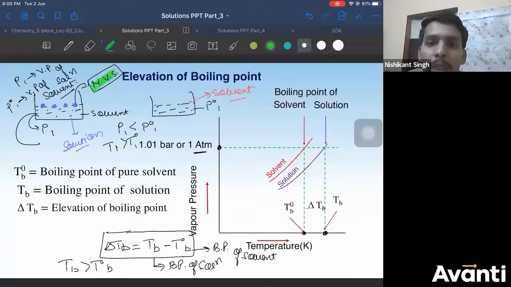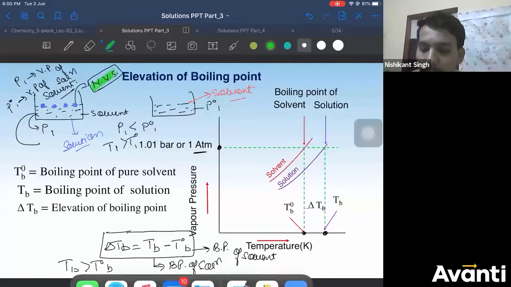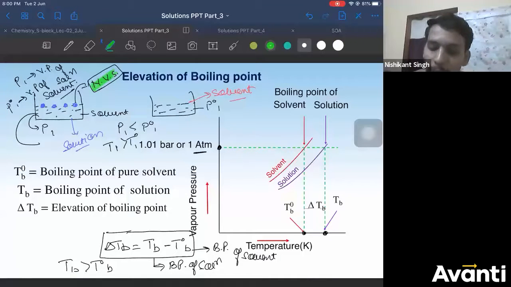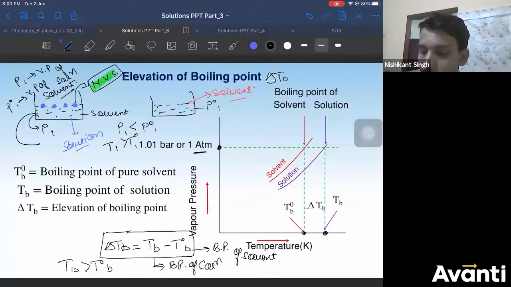The increase in boiling point is called, yes, Shreya, elevation in boiling point. Since the boiling point is increasing, therefore we are saying elevation in boiling point. So what is our colligative property? Delta TB is your colligative property, right?